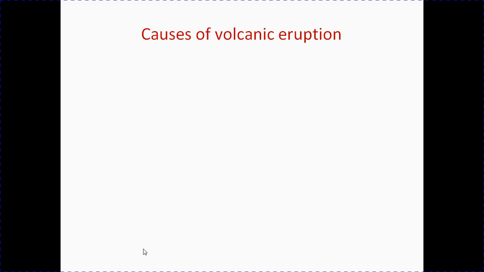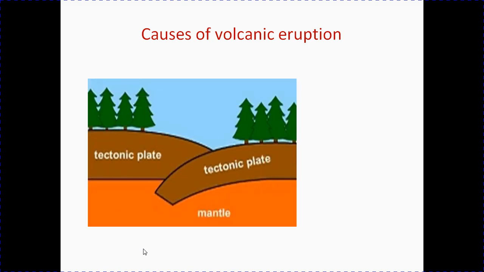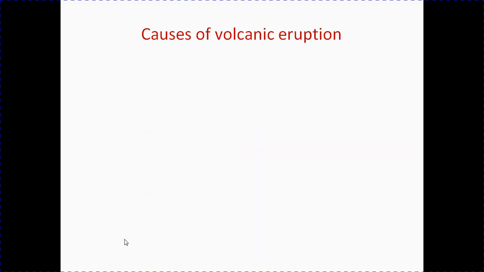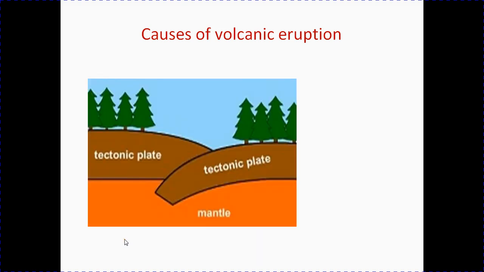Now, the causes of volcanic eruption. Look at the picture. When the tectonic plates collide or strike one another, one plate pushes itself under the other plate, and then huge heat is produced, and the metals inside the earth get melted due to this excessive heat. These melted rocks are called magma.